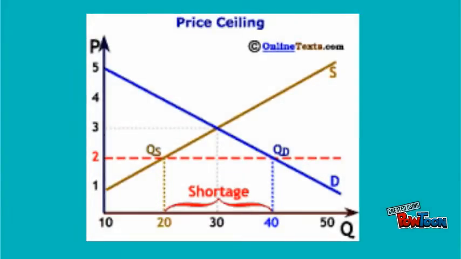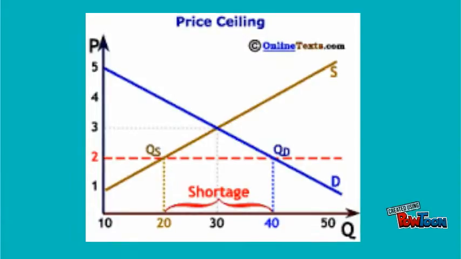This graph shows that when a price ceiling is set, it limits how high the price of a product can be, but it must be set below the natural market equilibrium. When it is set, a shortage occurs between quantity demanded and quantity supplied.